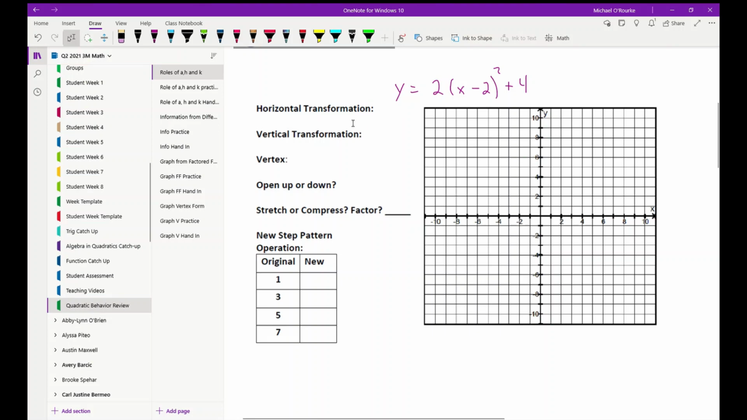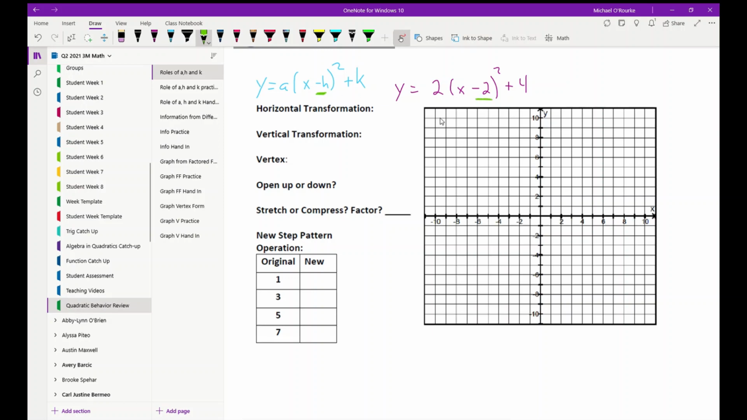So now we're going to put in words everything we just did. If I'm looking for the horizontal, let me put the parent one up here: y = a(x - h)² + k. If I'm looking for the horizontal, I'm looking for the h value right here.